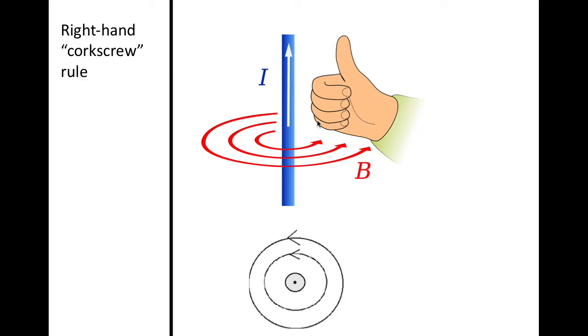Here you can see the current is moving upwards, and the fingers are in the counterclockwise position, which is the direction of the magnetic fields. The diagram that corresponds with this is shown below. So here we have counterclockwise direction for the magnetic field, and we have the current coming up or towards us.